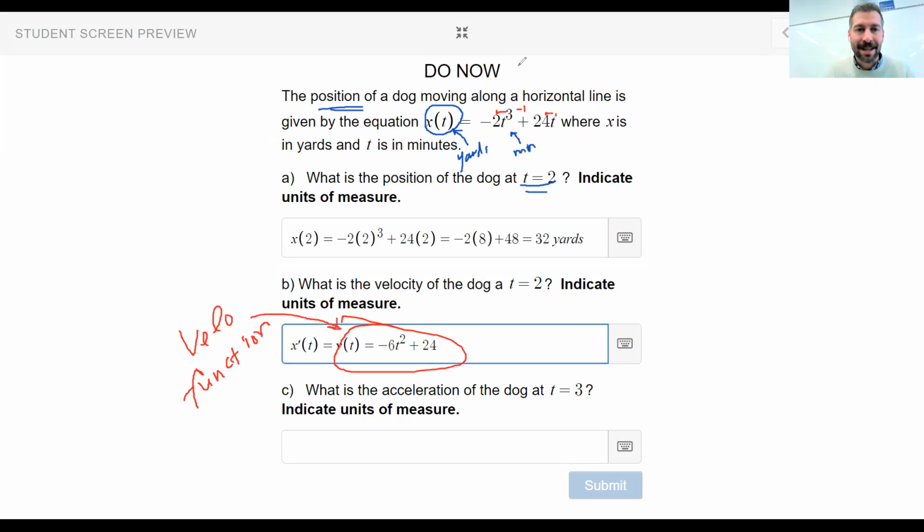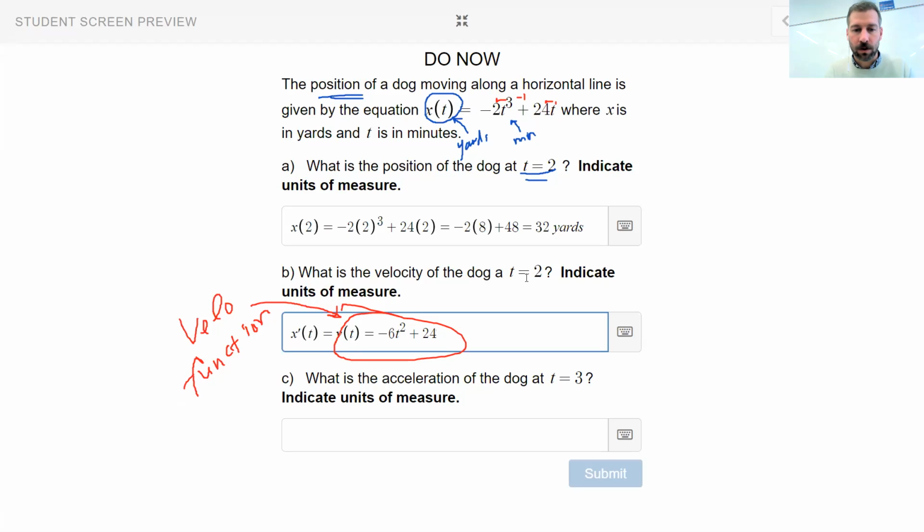Okay, so why is that important in this problem? Because they ask me for the velocity at t equals 2. So let me put some spaces in here. I'm going to say v of 2 equals negative 6 times 2 raised to the second power plus 24. Let's do some work in our head here. That's going to be 2 times 2, which is 4, times -6 is -24, plus 24. That's 0.